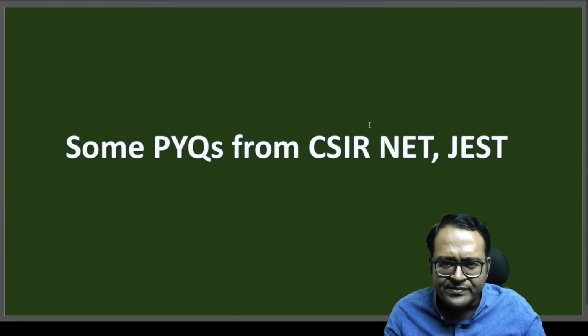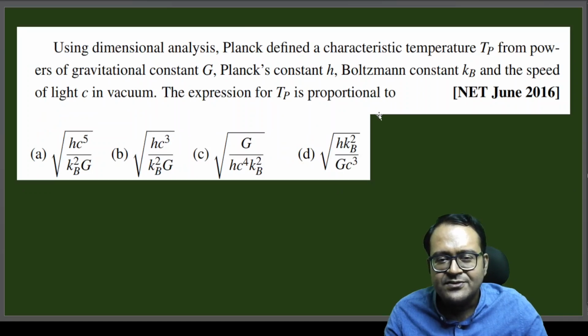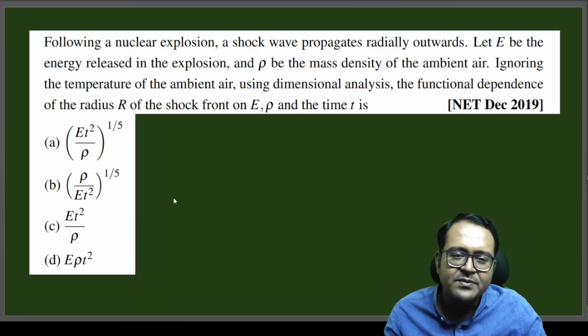CSIR NET JEST problems are easy, very easy. Easier than the JEE Advanced problems, I should say. This is just Planck's constant, Planck's length. Already solved it. This is Planck's temperature. We solved it. This is the nuclear explosion problem, Trinity atomic blast problem. We already solved it. So these are the types of dimensional analysis problems we can expect on CSIR NET.